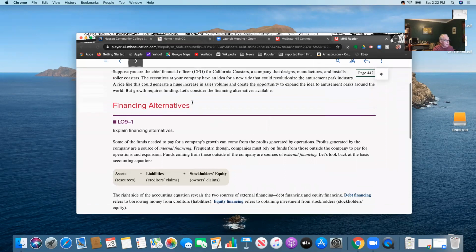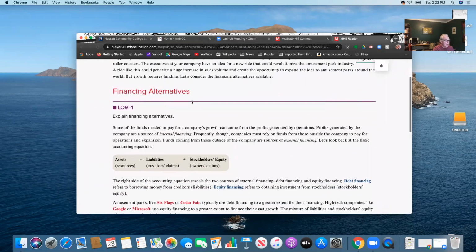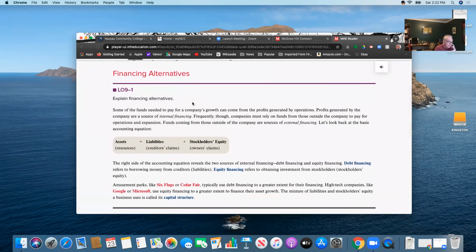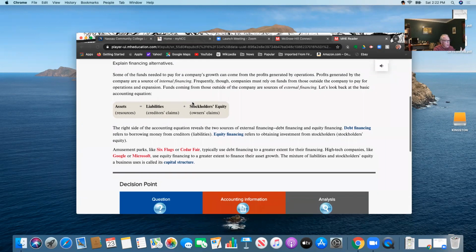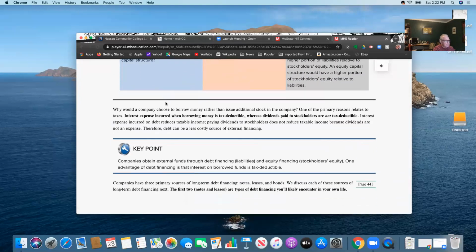And we're talking about long-term liabilities. We'll just go through a brief discussion. Notice where liabilities are on the balance sheet: assets, liabilities, stockholders' equity. Liabilities can be broken down into two categories, current and long-term. We're talking about long-term.